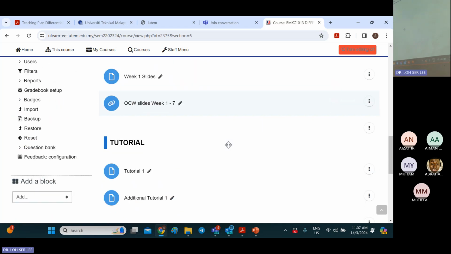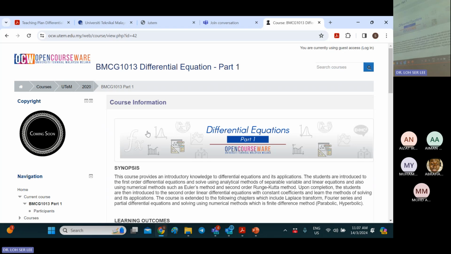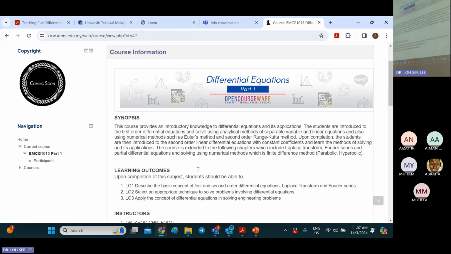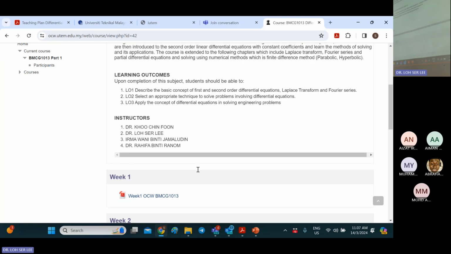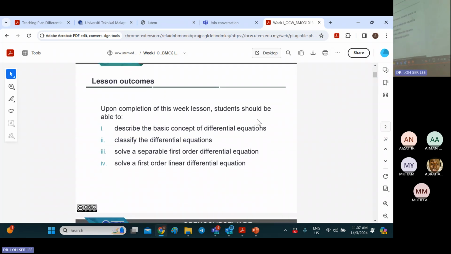And for all of the slides, you can get them under lecture. I will use my own slides and I put the OCW slides into ULearn as well. The OCW slides are produced by a number of mathematics lecturers. So you can download the OCW slides from this website, and there are quite a number of examples. You can look at the examples in the slides.